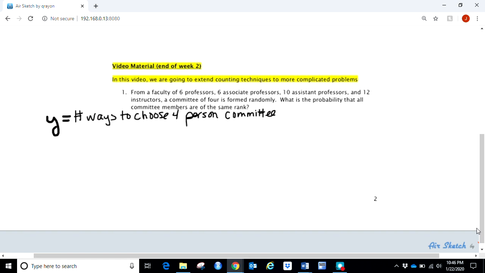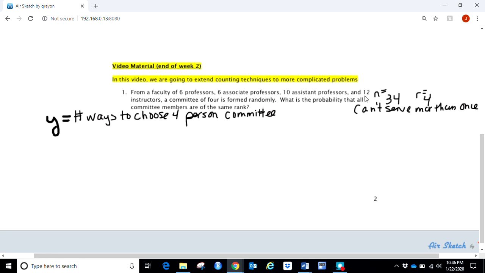So things we want to think through. How many total faculty do we have to choose from? Well, 6 plus 6 plus 10 plus 12. So I would have a total of 34 faculty members. We're going to choose 4 of them. And then a question we ask a lot is, can we reuse a choice? So once a person is selected to be on this committee, could I select the same person again? Well, that answer would be no, right? So we can't serve more than once. So we're not able to reuse things. So then this is giving me my N, and this is giving me my R.